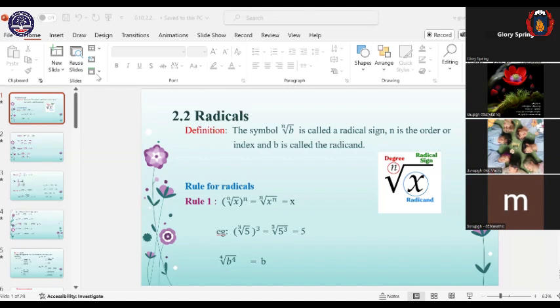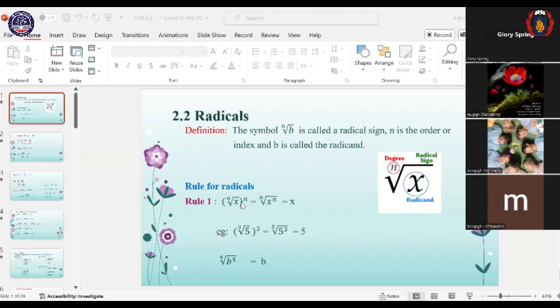Square root has a radical sign with order 2, and the radical has a particular order. Now the rules for radicals.